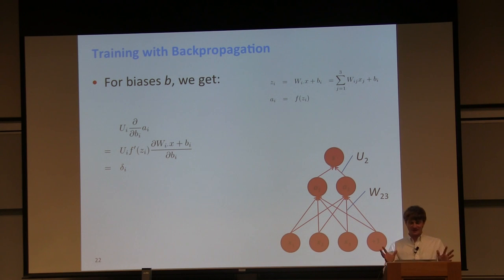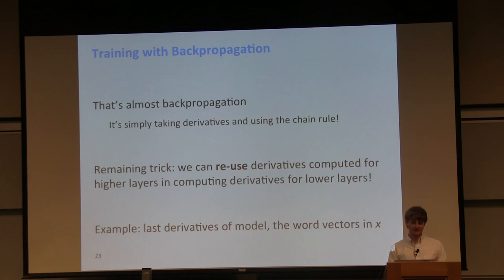All right. So that was almost backpropagation, but it's not quite. We're not quite there yet. What we've just done is take a bunch of derivatives and apply the chain rule. Now the remaining trick is that we can reuse the derivatives that we computed for higher layers for lower layers as well. In the simple one hidden layer neural network here, that will come up when we try to actually backpropagate the error into our word vectors x. So let's do that in a second.